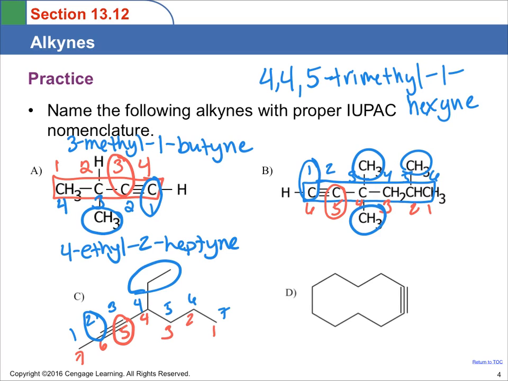Alright, D, we have a cyclic structure. So just like with alkenes, the double bond, your triple bond is always going to be 1, 2. So we can go either direction. And because there's no substituents on this ring, it doesn't matter. We're going to end up with the same system. So we just need to count our carbons. So we have the 1, 2, 3, 4, 5, 6, 7, 8, 9, 10 carbons total. So we're going to have cyclo. 10 carbons is dec, and then YNE.